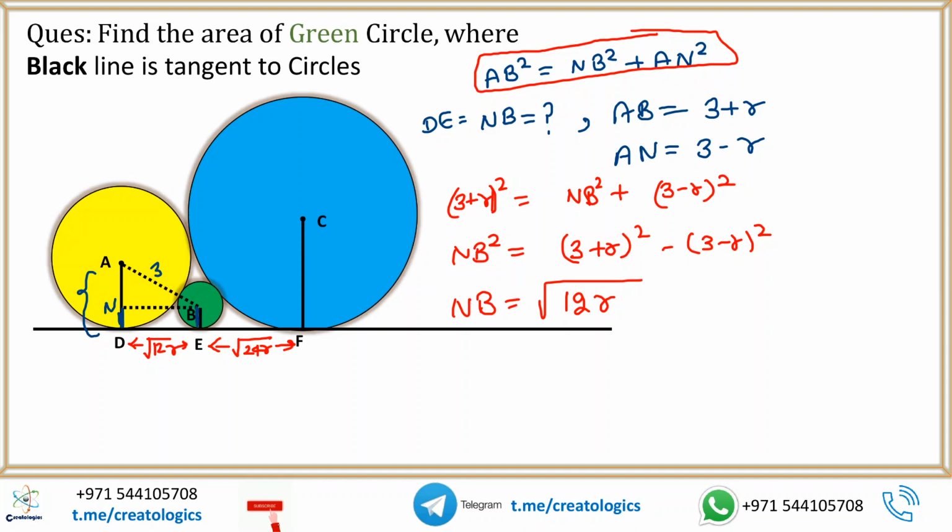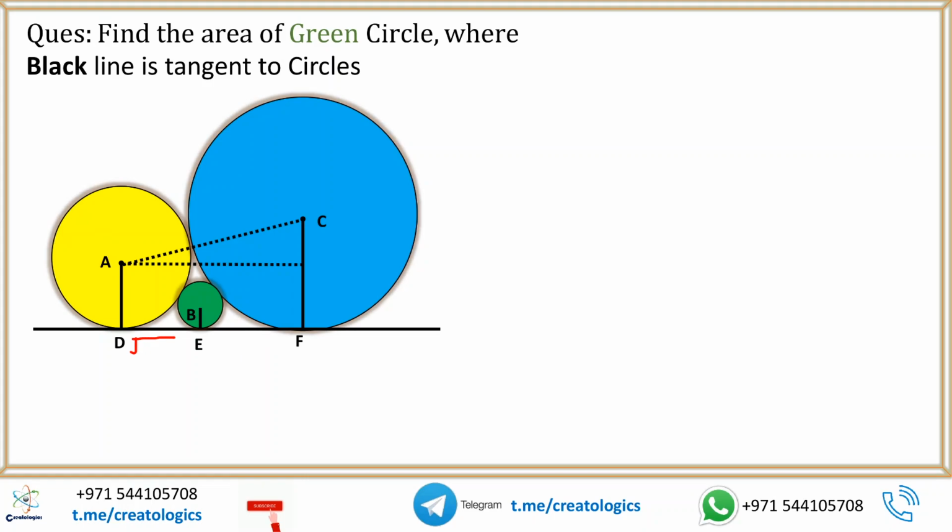Why do we need that? Now I will use the same concept to join the triangles, the blue and the yellow one. So drop a perpendicular here like this. Let's give a name to this, let's say this is P. So in the triangle ACP, let us rewrite everything again. We have square root of 12r as the value of DE, and square root of 24r as the value of EF.